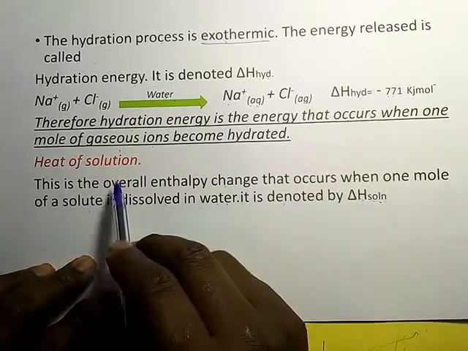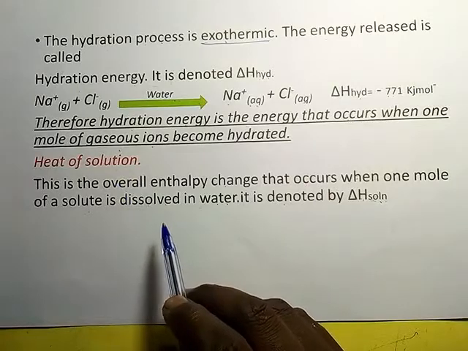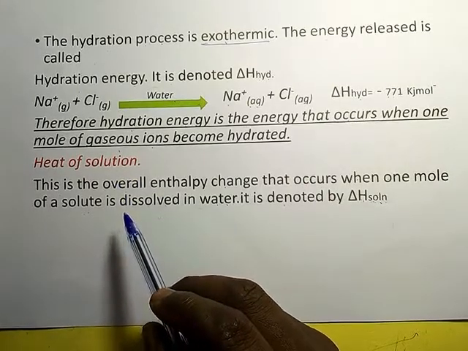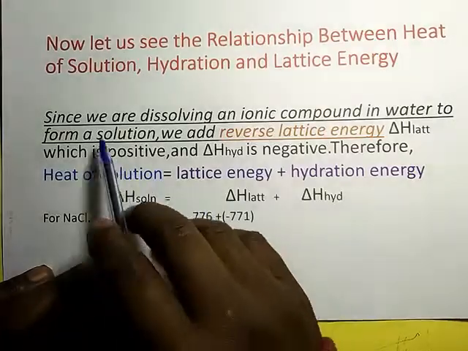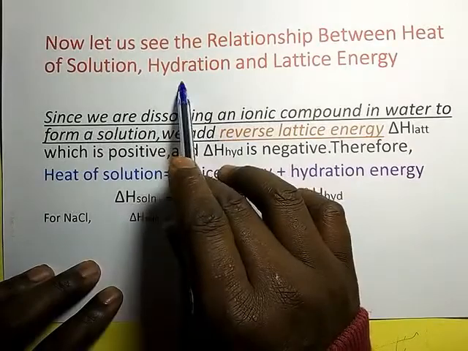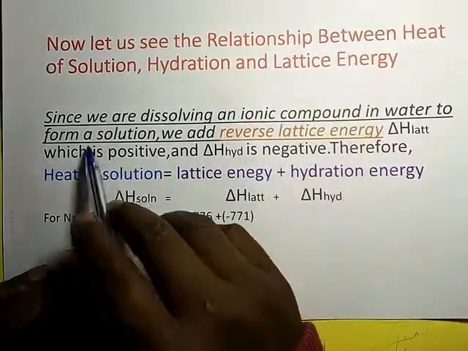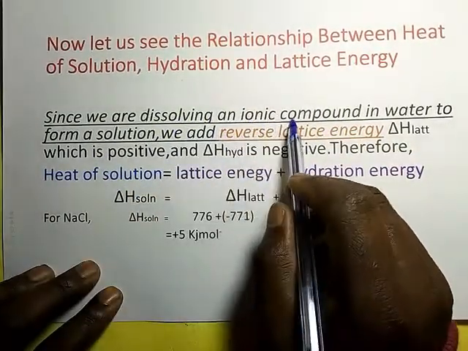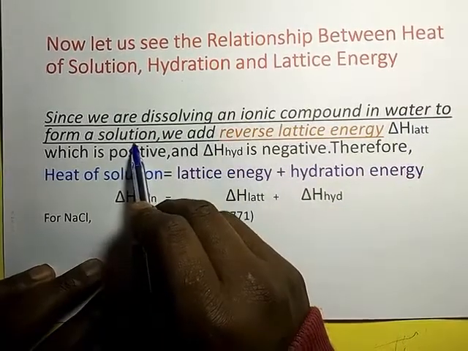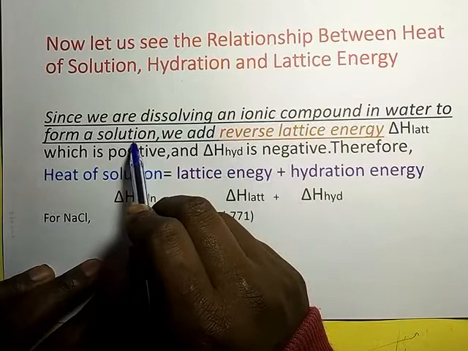That is heat of solution. Now the next one we want to look at: what is the relationship between the three of them? We are looking at the relationship between the heat of solution, hydration, and lattice energy. Since we are dissolving an ionic compound in water, we are forming a solution in aqueous state.